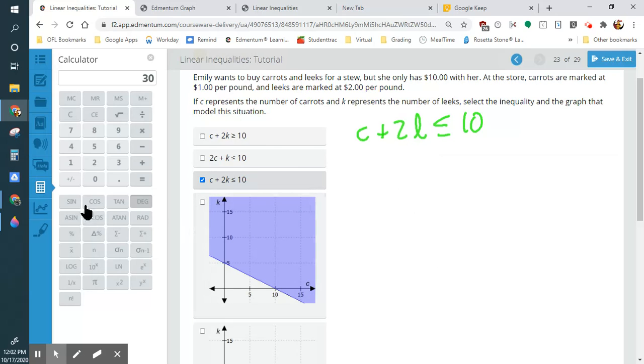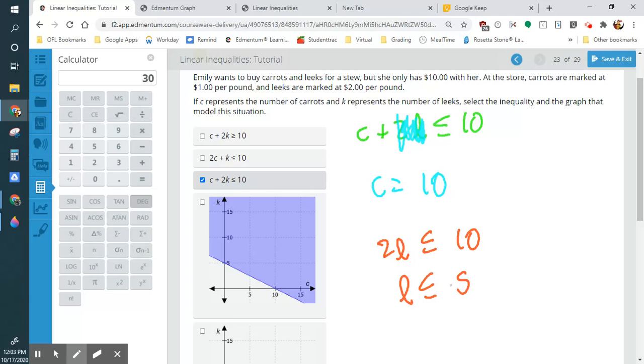So the other one is, let's pretend we need to find our minimum and maximum carrots. So let's pretend that we do not have any leeks. So that means our carrot maximum is 10. All right. And the next one, let's pretend we don't have any carrots. So 2 leeks is less than or equal to 10. That means the leeks are going to be less than or equal to 5. So these are the maximum number of carrots and leeks we can get based off of the numbers.